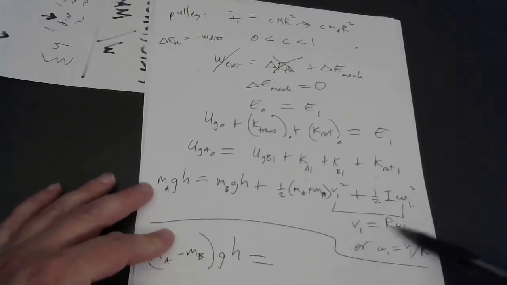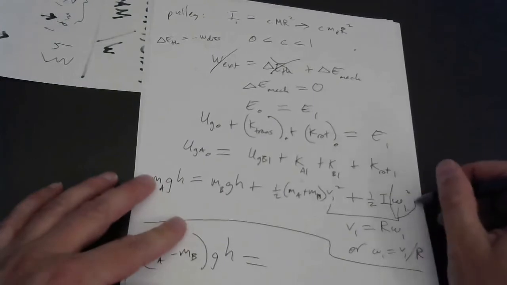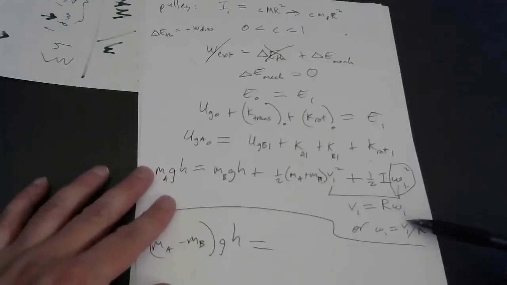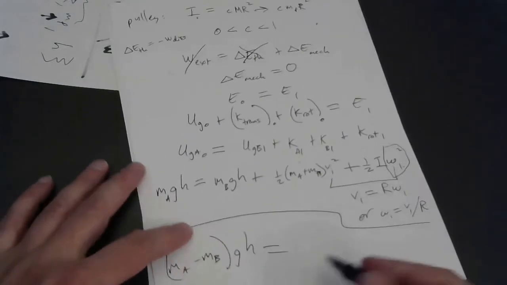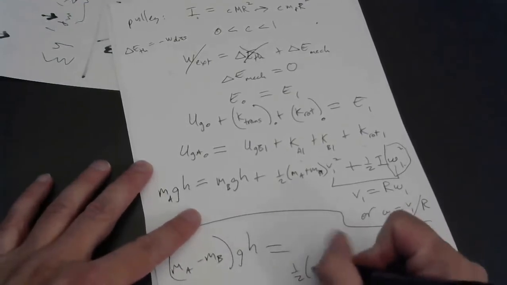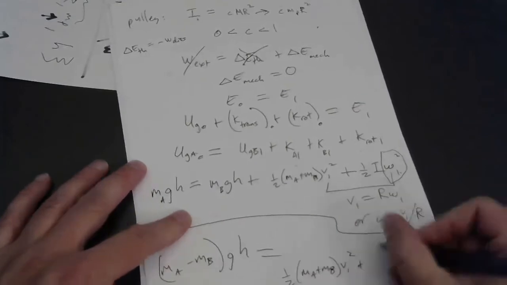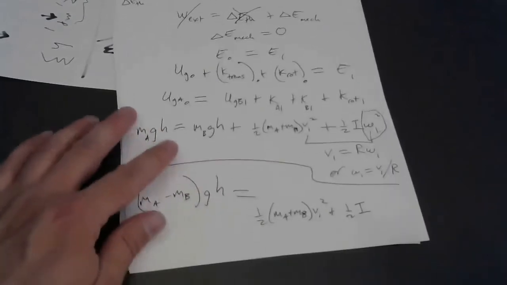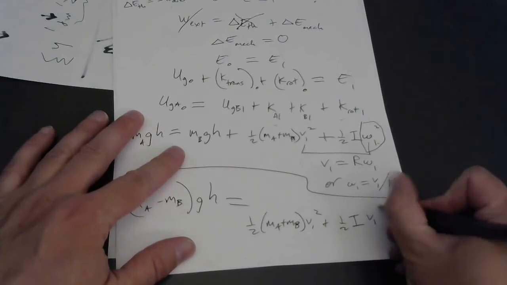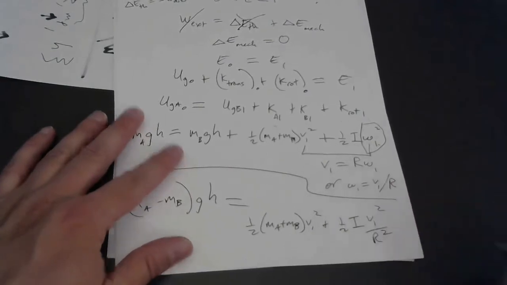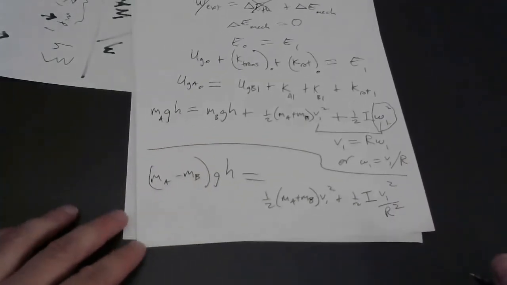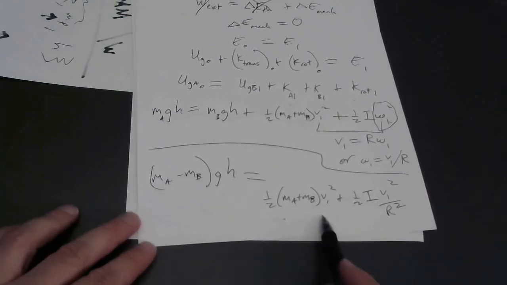This is getting sloppy here, but omega is the same. Solve this for omega. Omega is the same as V1 over R. So when I square omega, omega 1 squared would be V1 squared over R squared. Okay, so I've actually got 1/2 total mass times speed squared plus 1/2 I times V1 squared over R squared. This comes from the translational kinetic energy. This comes from the rotational energy.